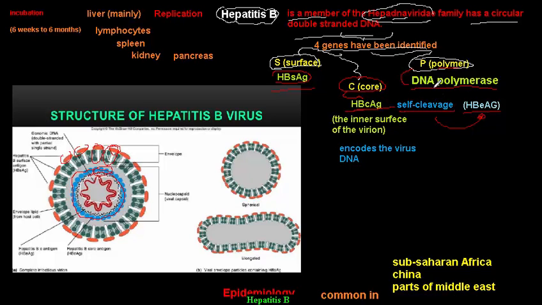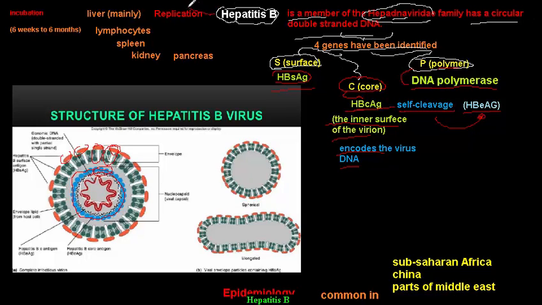So these are the 3 important antigens that are very important markers of hepatitis B. I'm going to talk about them in serology of hepatitis B. Hepatitis B core antigen is the inner surface of the virion. And the function of the hepatitis B core antigen is to encase the virus and the DNA. So just remember the 3 antigens.